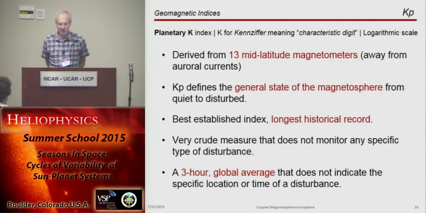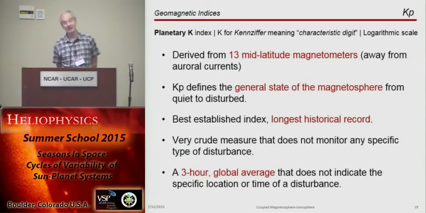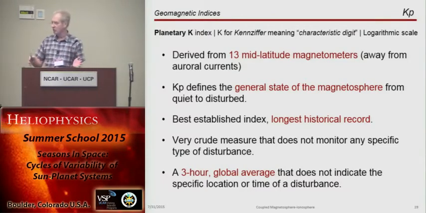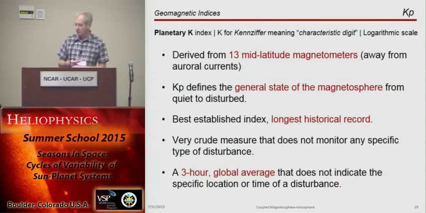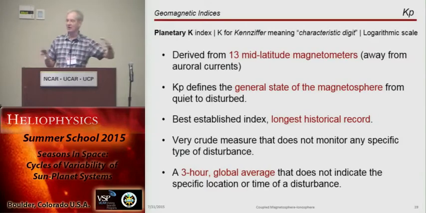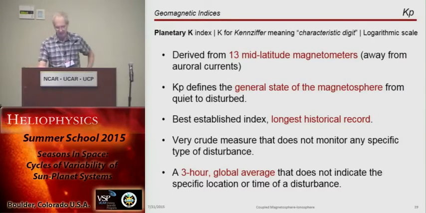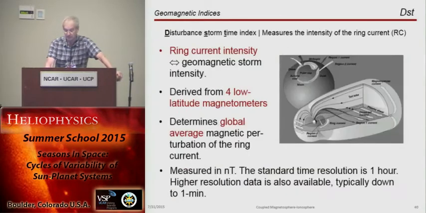There's a lot of jargon with these indices, and it's good at least to have some sense of what they're about. So the Kp, the planetary K index, that's the Kp part of it. That index is a global average. There's no local time or spatial information. It's based on the average of 13 magnetometers located at mid-latitudes. Its main advantage is it's the longest historical record, so if you want to compare something back in time, it's useful for that. It doesn't have a lot of physics in it. It's a three-hour global average.